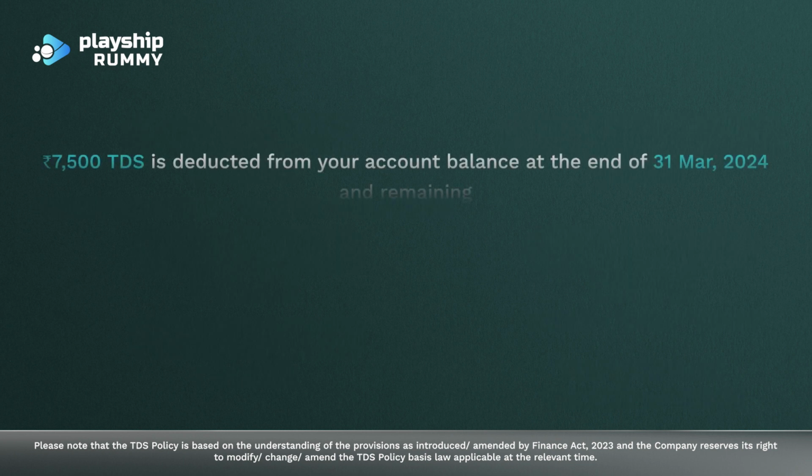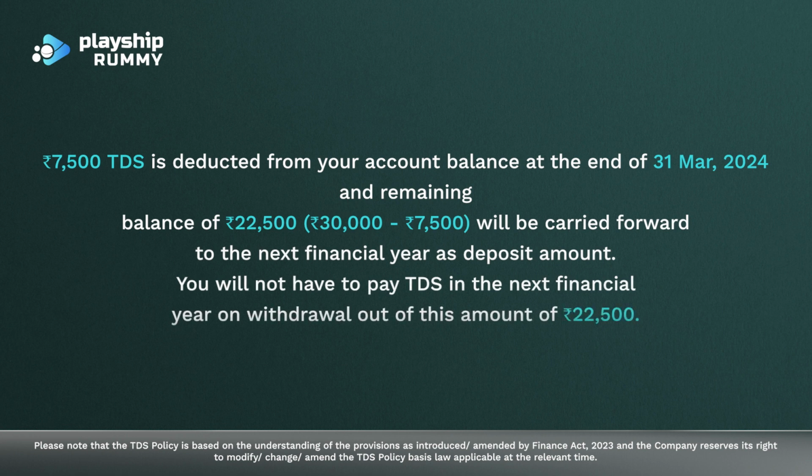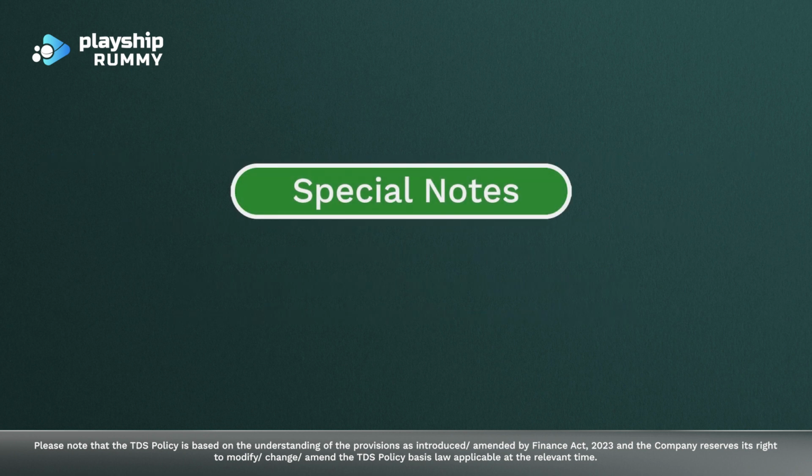Thus, rupees 7,500 TDS is deducted from your account balance at the end of March 31st, 2024, and the remaining balance of rupees 22,500, that is rupees 30,000 minus rupees 7,500, will be carried forward to the next financial year as deposit amount. You will not have to pay TDS in the next financial year on withdrawal out of this amount of rupees 22,500.